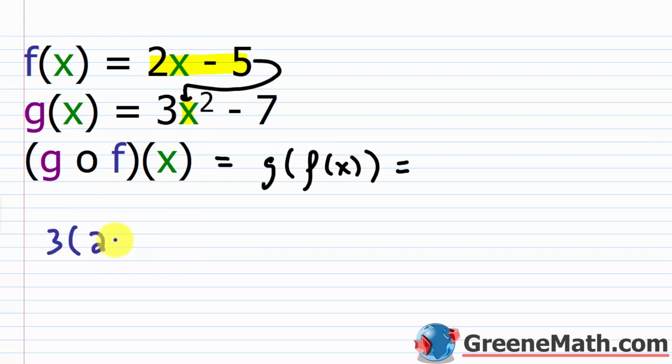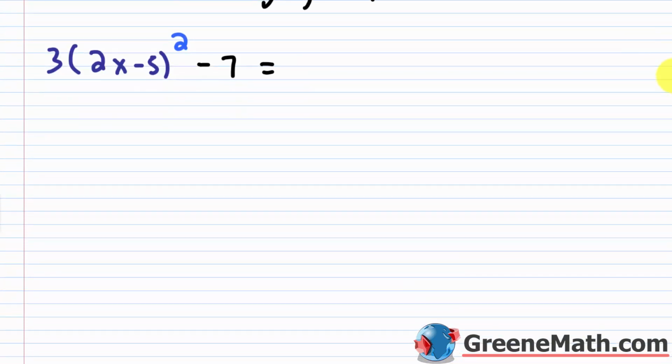I'm plugging in my 2x minus 5, and this guy is squared. So let's make sure we square this guy. And then we're going to subtract away 7. Okay, so let's work on this real quick. Now, all of you know at this point, this deep into the course, that we have to expand this, right? We can't just say it's 2x, that quantity squared, minus 5 squared. That is wrong. We need to expand this.